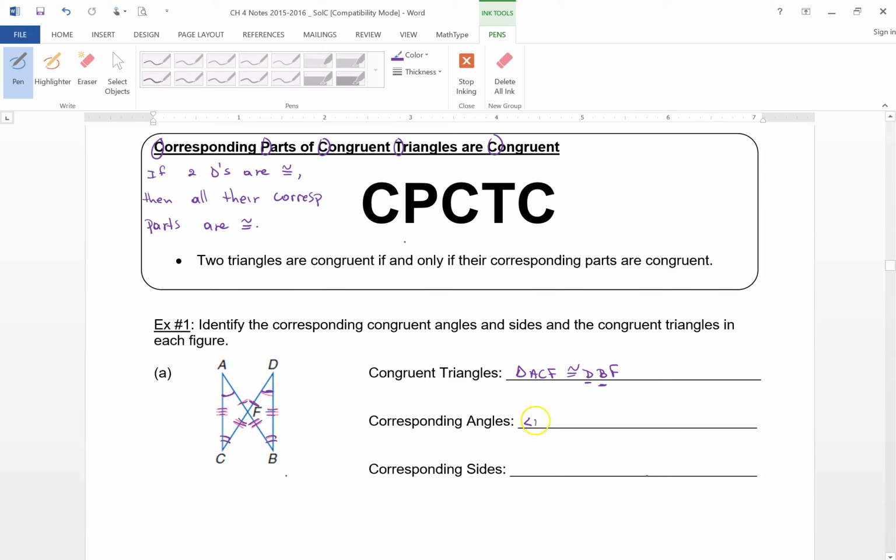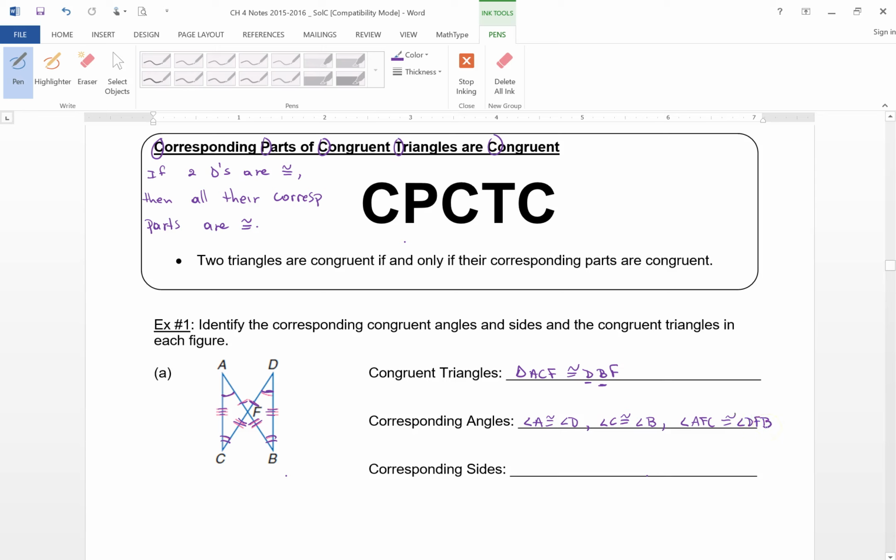Like, for example, angle A is congruent to angle D. What's another pair? Oh, C and D. Right, angle C is congruent to angle B. And what's another one? Right, so here we have to specify angle AFC is congruent to angle DFB.